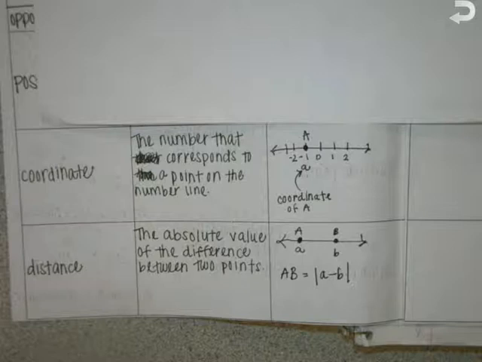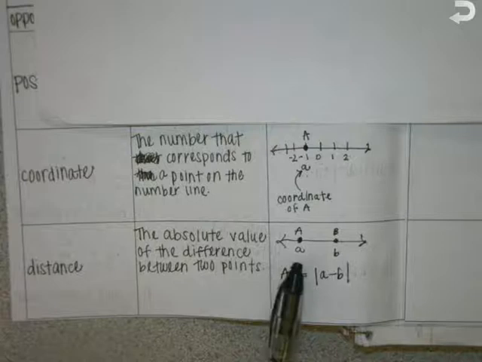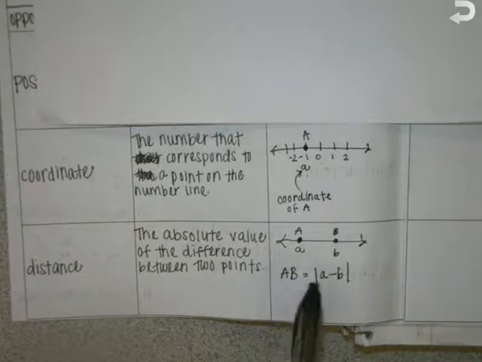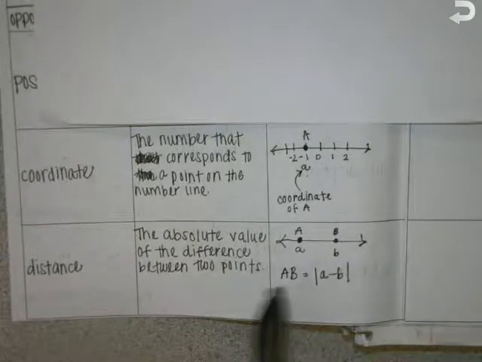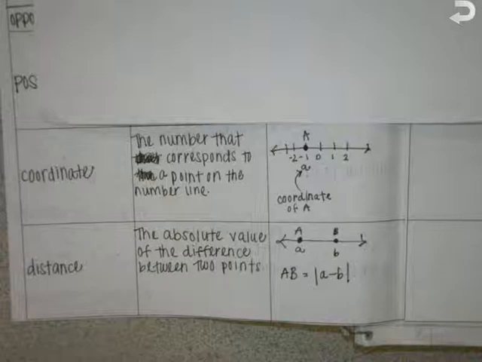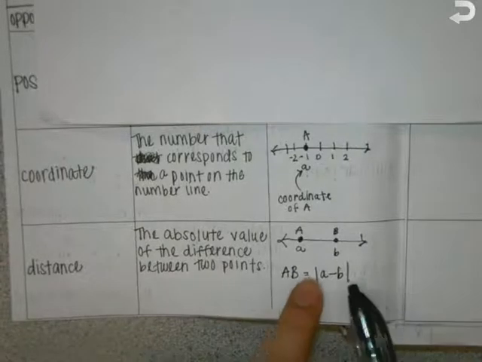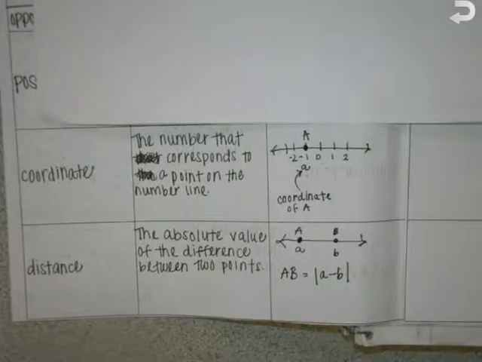All right. And as for distance, well, that's the absolute value of the difference between 2 points. So in our example here, if we have a line, A and B here, the distance between A and B will be the absolute value of the difference. And that's it.